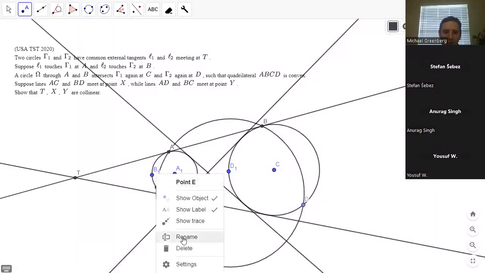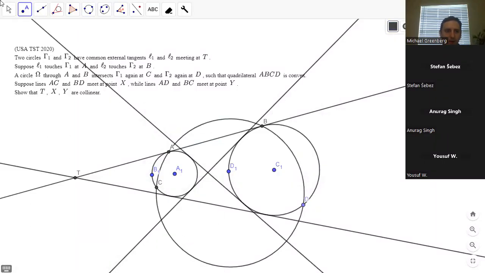Oh, I think we showed that E, C, and D are collinear. Is that true? I think I remember some kind of problem where we show that T, C, and D are collinear. Because TA times TB, you can kind of write that in terms of TA1 and TC1. You can do an inversion, which sends one circle to the other, and that's it.